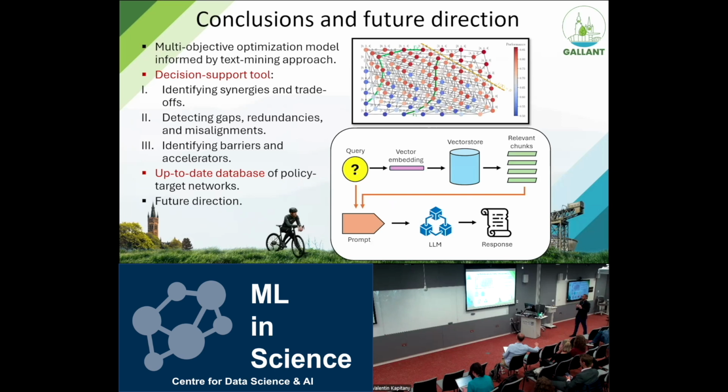So in this talk, I introduced a multi-objective optimization model and described how it can be informed using a text mining approach. By integrating those two pieces of work, we aim to develop a decision-making tool that helps us identify synergies and trade-offs within complex policy target networks. And since policies are often developed in isolation, this tool may help us detect gaps, redundancies, and misalignments within this framework.